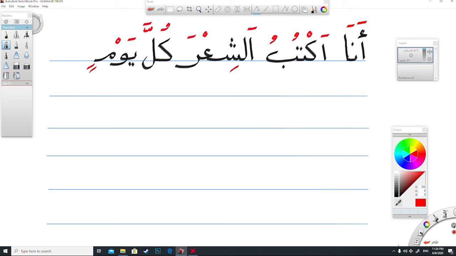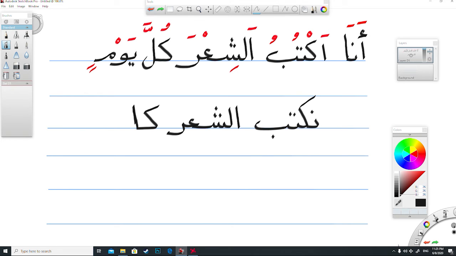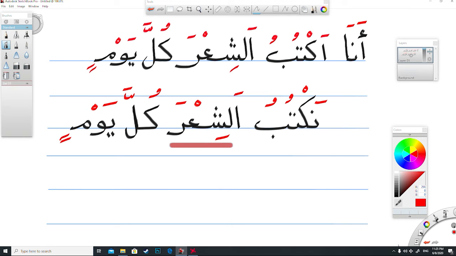Okay, for dual case, for the dual, we say نكتب الشعر كل يوم. And this means that this is for dual, masculine and feminine. And it also can be written with نحن, which means we for dual. نحن could be for dual or plural, masculine or feminine. It depends on who is speaking, whether they are dual or plural. So it is for dual and plural, masculine or feminine.